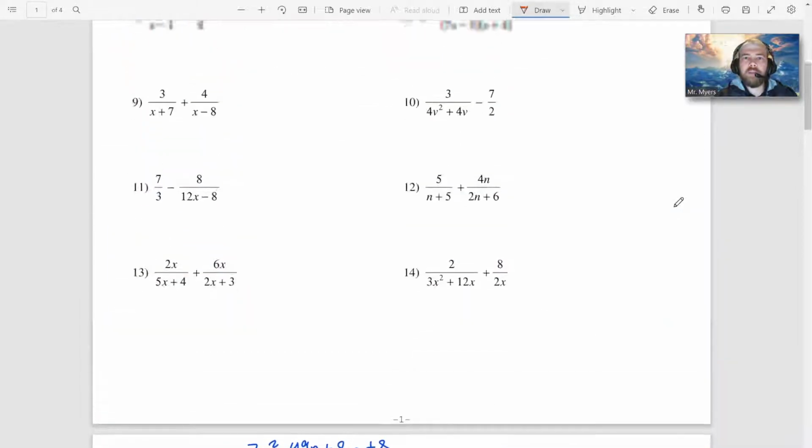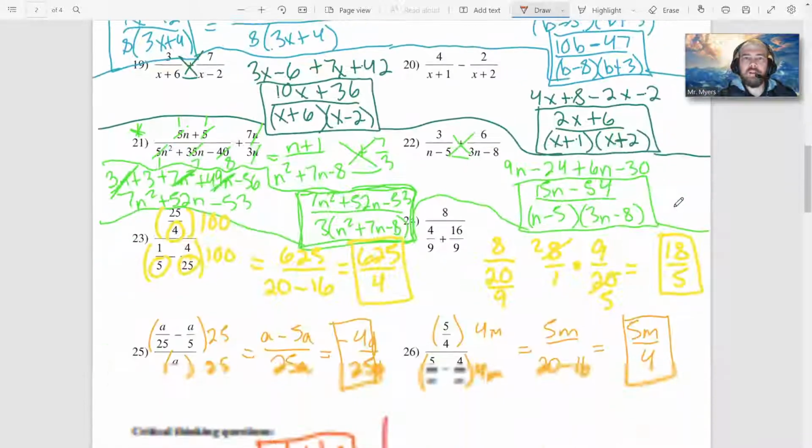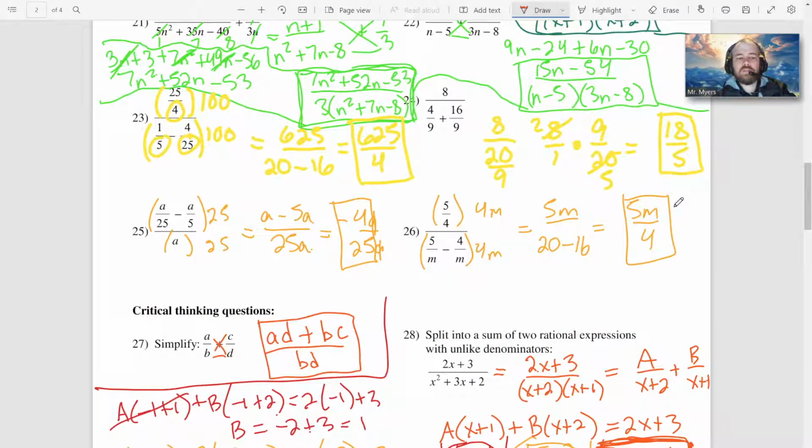So anyways, that was the second half of adding and subtracting rational expressions. I'll see you guys in another video real soon.